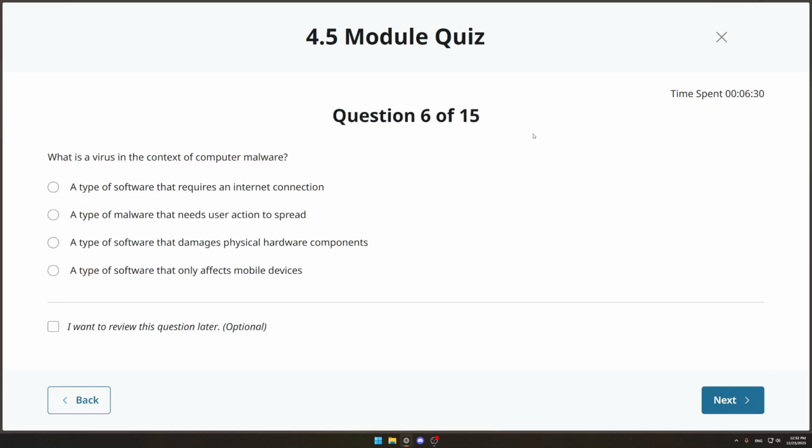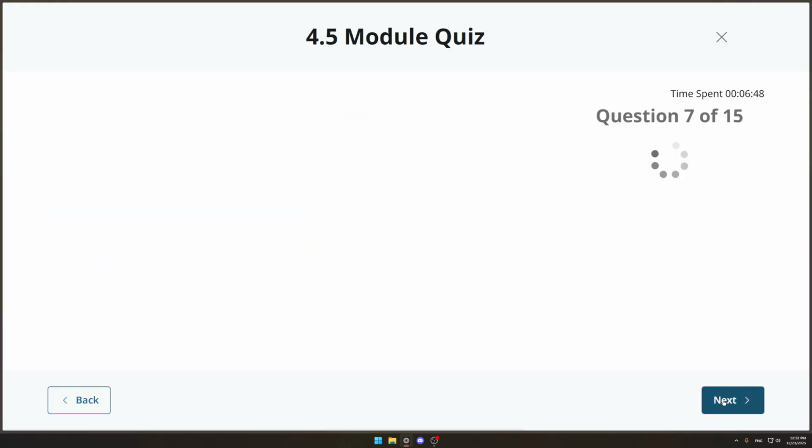What is a virus in the context of computer malware? It needs user action to spread. Typically it's an exe, you have to open it, it runs, and because it's an exe, you gave it permission, and it runs and does whatever it wants at that point.